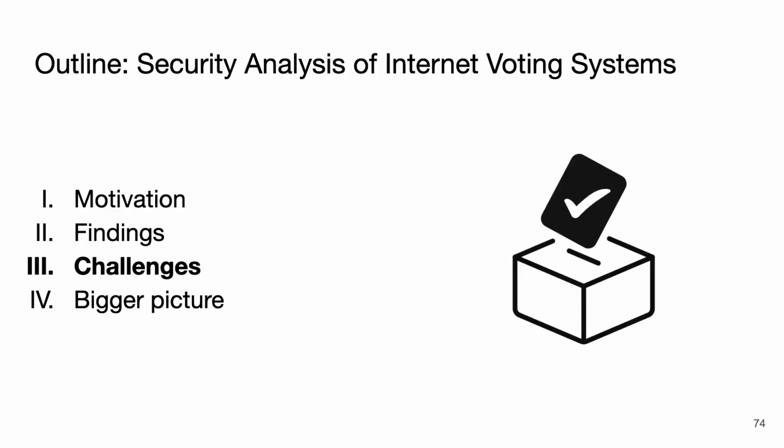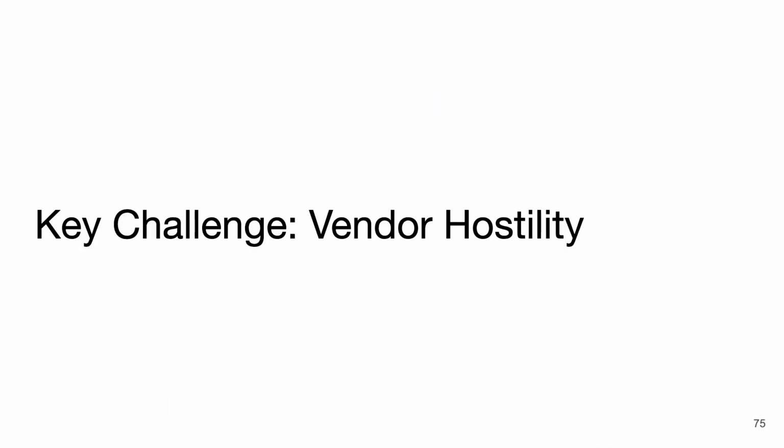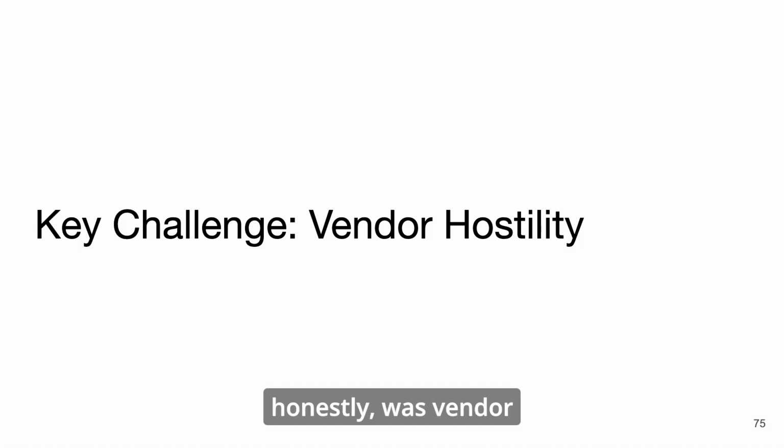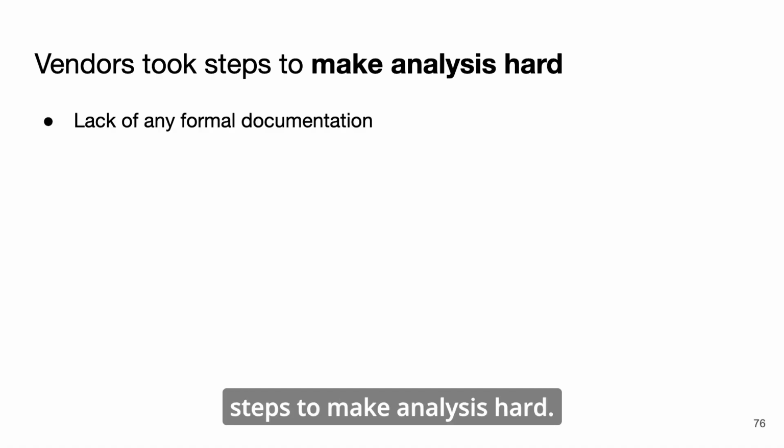So it turns out this complicates that mathematics, that beauty and purity that we were all going for. So what were some of the challenges that we had? And I think the key challenge that we had, honestly, was vendor hostility at the time. And in fact, they took a lot of steps to make analysis hard.